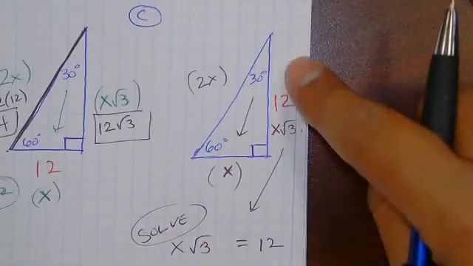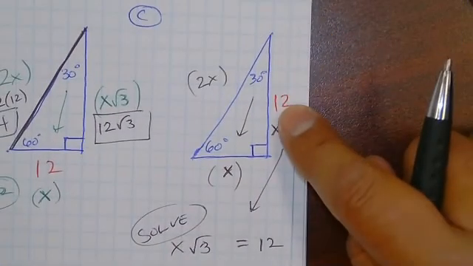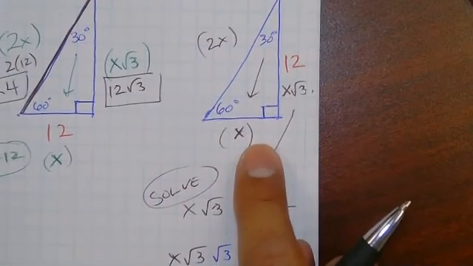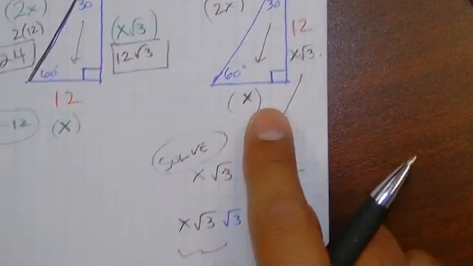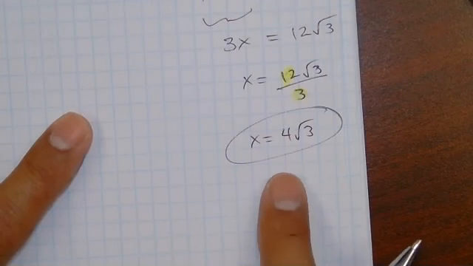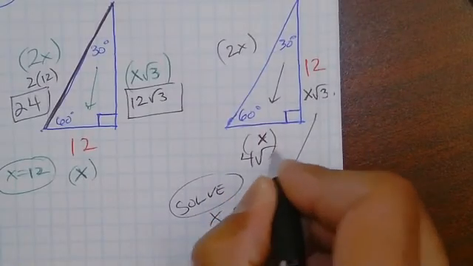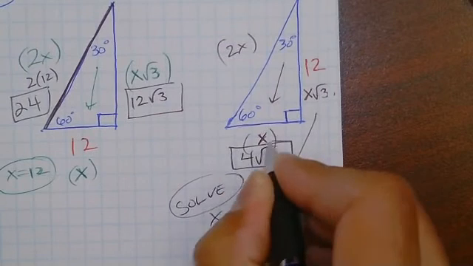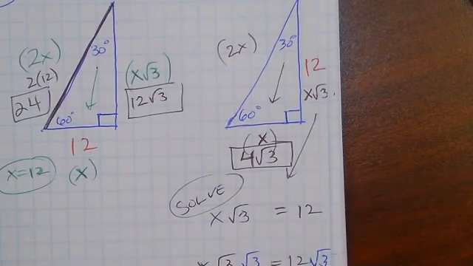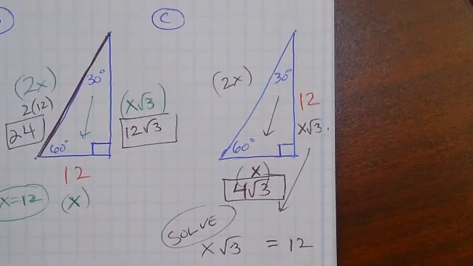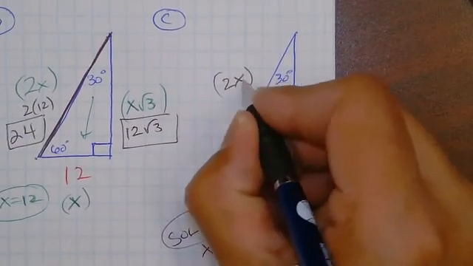Let's come back to our problem. Ready? Do you have to find this side? No. That one's already 12. You don't have to find that one. You just got to find this one. This one says it's x. Well, if that side is x, that side has to be 4 root 3. Everybody agree? This side is going to be 4 root 3. Put a big box on the answer for the side measure.